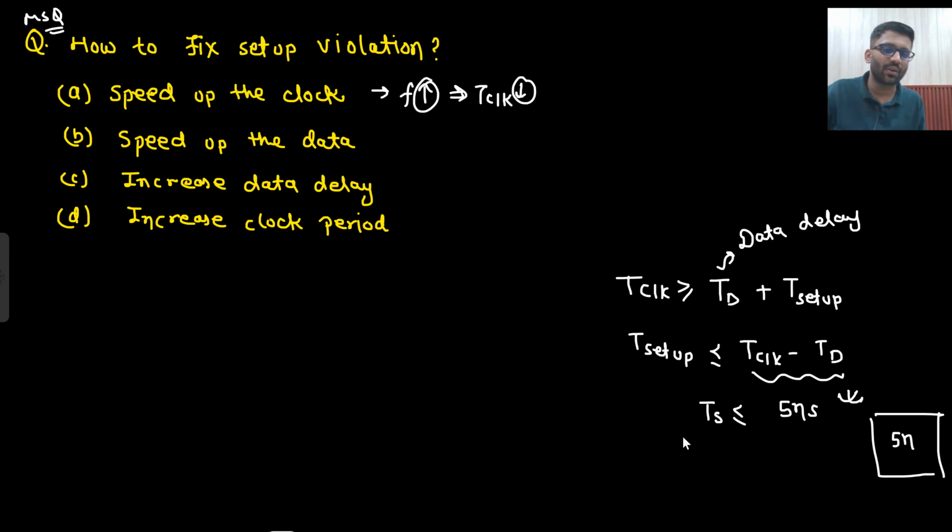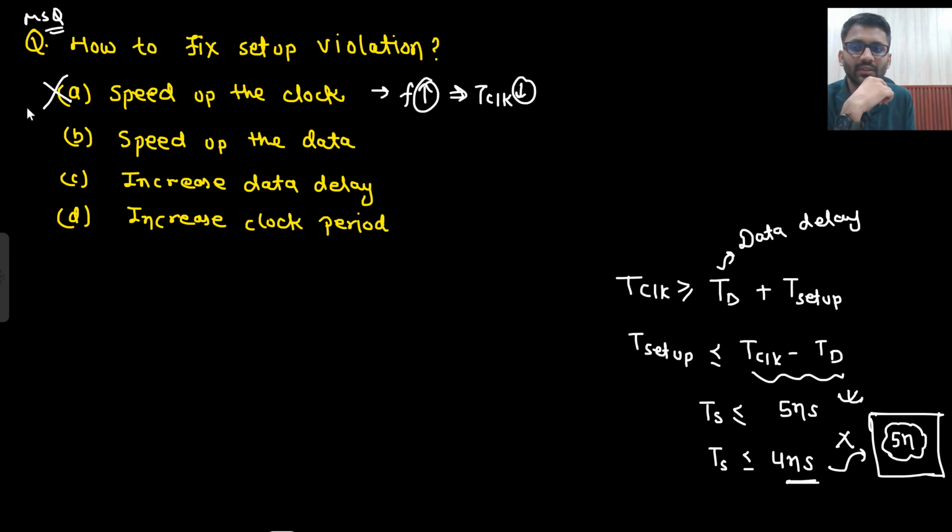Now if you are speeding up the clock, that means you are decreasing this T clock. So what will happen? This value will decrease. So now what will your flow say? Your flow will say that your setup time requirement is 4 nanosecond now, that maximum you can take 4 nanosecond. And you designed this flop with a setup time of 5 nanosecond. Now this is saying that your maximum setup time can be 4 nanosecond, but you have 5 nanosecond. So will that be happy? No.